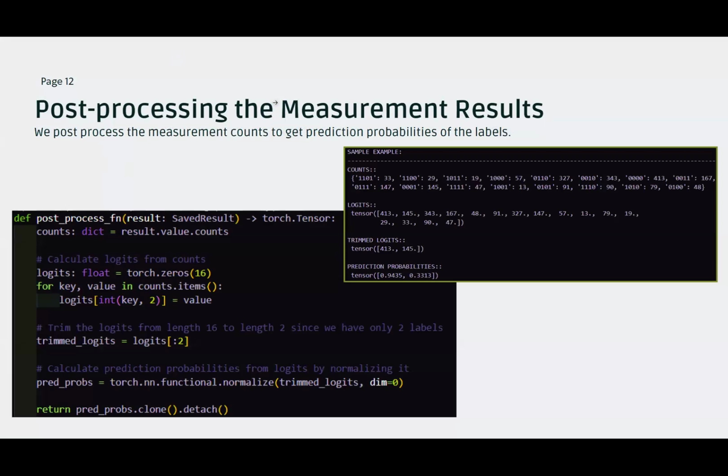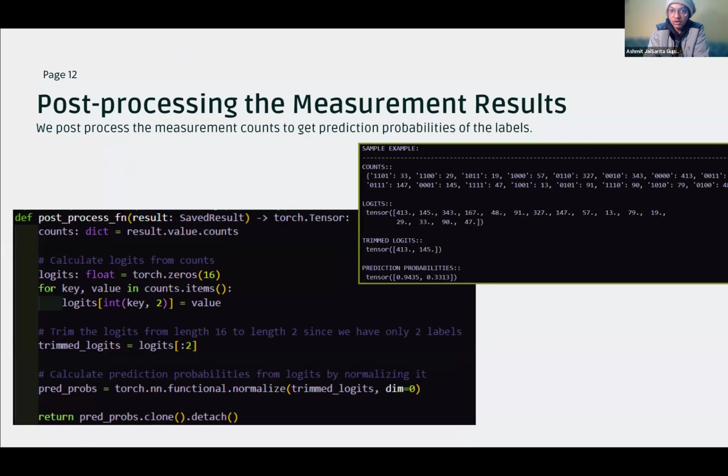Thanks, Asif. So here you can see we have got our measurement result. Since our circuit was of 4 qubits, we got measurement counts from 0 to 15. Since this count is in a dictionary, I converted it into an array. The first value corresponds to the measurement count of 0, and so on. Since we are using binary classification for 0 and 1, I trimmed it, so we are now using only the 0th and first values of this array. Then, to get the prediction probability, we just normalized these trimmed logits. This is the post-processing step that we do before comparing the predictions and the actual label.